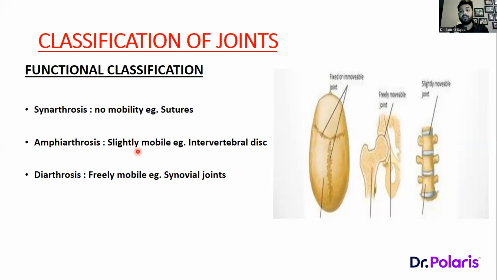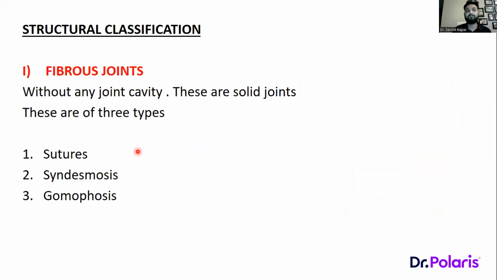Now I'm going to go into how you can classify joints on the basis of their structure. Okay, then we are going to see one by one. Right. Now, structurally, your whole joint can be classified again into three types. So I told you three varieties in function, SAD. Three are there in structural.